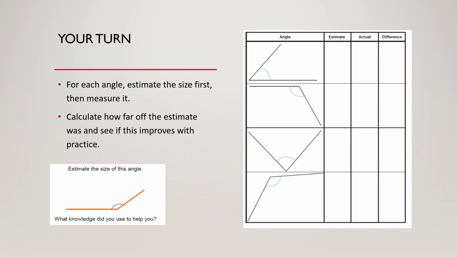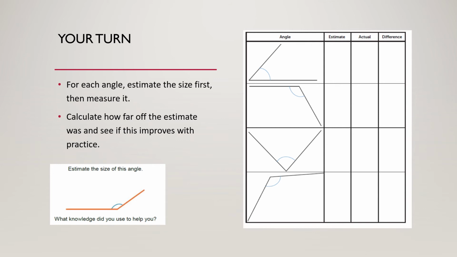This is one of two activities I want you to do. For each one, I want you to first estimate the size and then measure it. Now, I know this is going to be difficult. You can only do this if you can really print it and if you've got a protractor at home. But if not, I want you to try and make these angles on the virtual tool and do that by hiding it. Write down the estimate and then see what it is and then write down the difference.